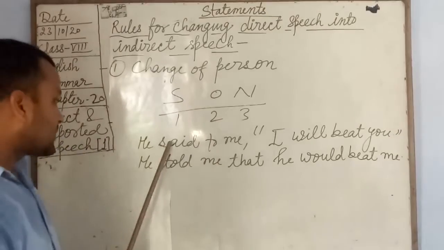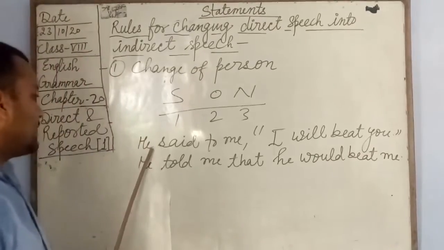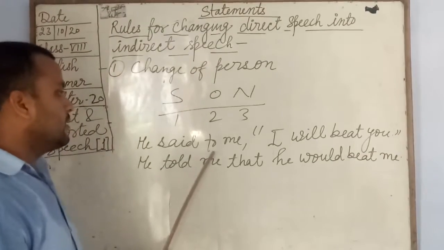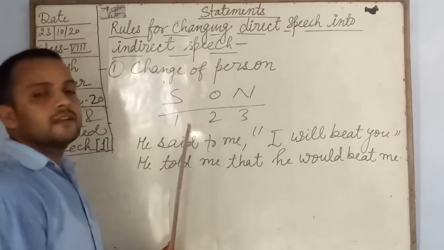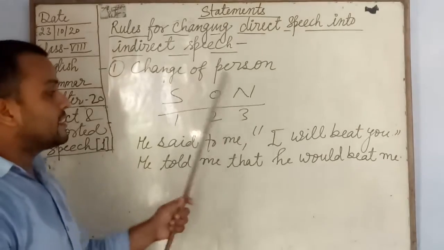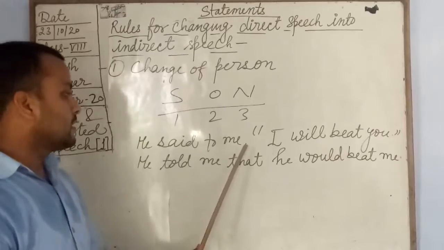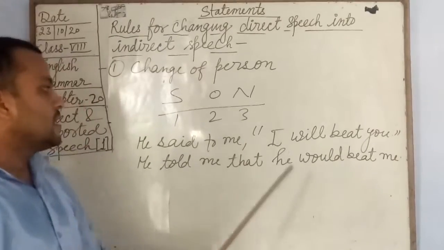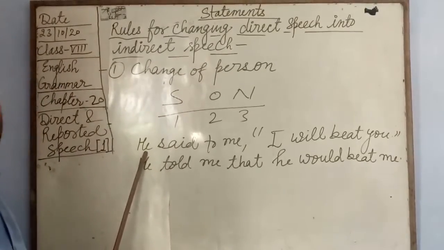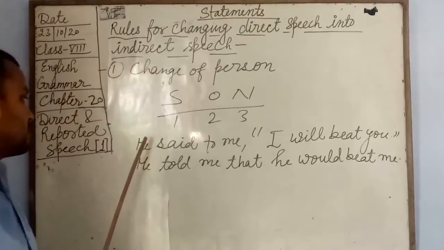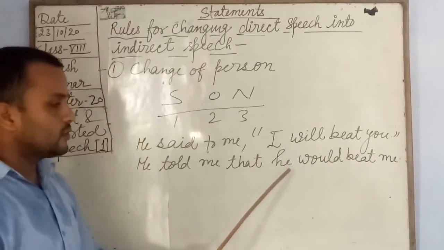Clear? See the example. He said to me, "I will beat you." He said to changes into told me that. We never change the pronouns which are in reporting speech. We only change the pronouns that are in reported speech. He told me, we remove inverted comma, that. I, it is the pronoun of first person, so it will change according to the subject of reporting speech. He is the pronoun of third person, that's why I will be changed into he.